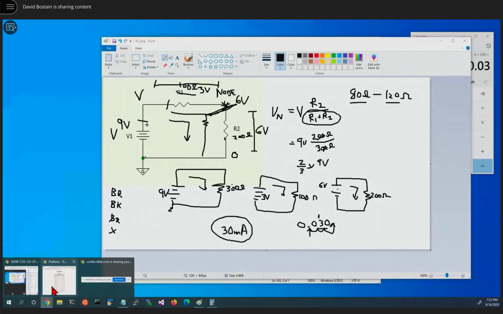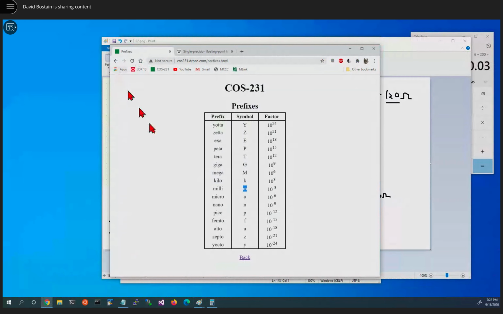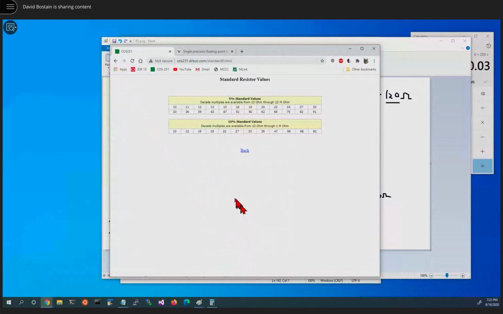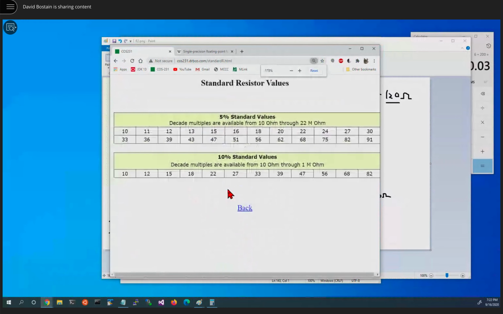To do that, again, we go to the website, or we remember, and we look at the standard resistor values, and we see that 10 is available as a 10% and as a 5%. And I'll also tell you, even though it does, we don't show it because we really in life would never use a 20% for this type of circuit. It is available there as well.